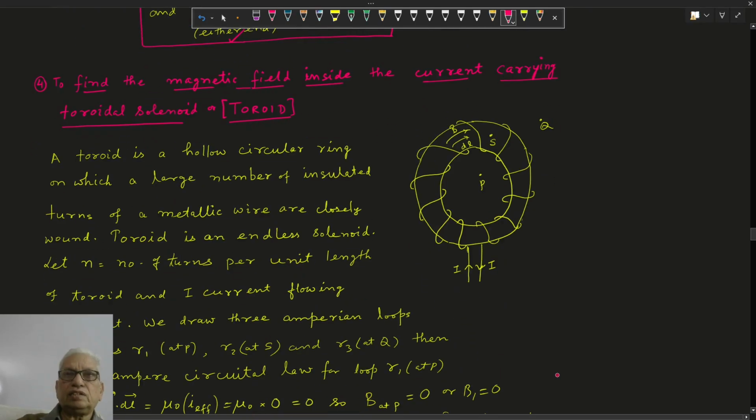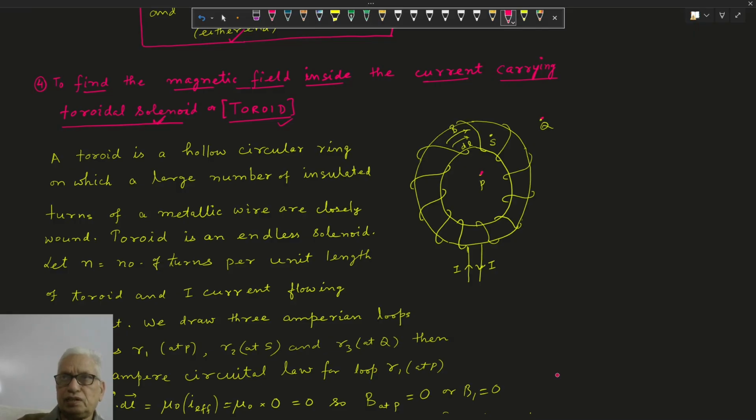Now we are taking the magnetic field inside a current carrying toroidal solenoid. This is the shape of the solenoid; it is called toroidal shape, toroidal solenoid, or sometimes only a toroid. The current is entering here and coming out like this. At point P and point Q there are no lines of force coming out. The field will circulate inside, it will not come out.